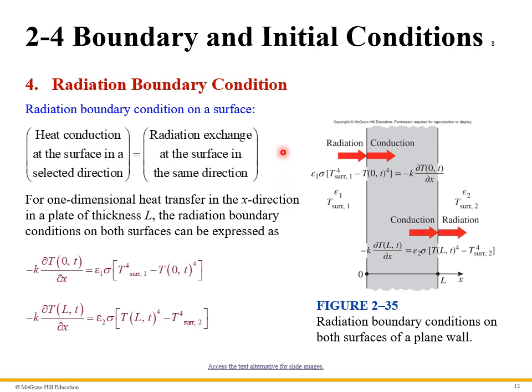So the fourth type is what's called the radiation boundary condition. This is a case where the heat conduction at the surface in a selected direction is equal to the radiation exchange at the surface. Well, it's similar to the conduction convection, but the equations are different, right? So for the radiation, you get this equation here. So on both sides, you have a radiation conduction, conduction radiation. You get this equation for when x is 0, and you get this equation when x is L. And the epsilons and the gamma, and the rho here are determined by what this is made of.